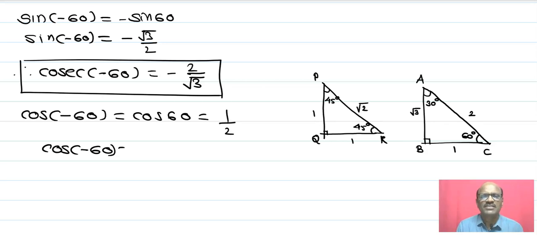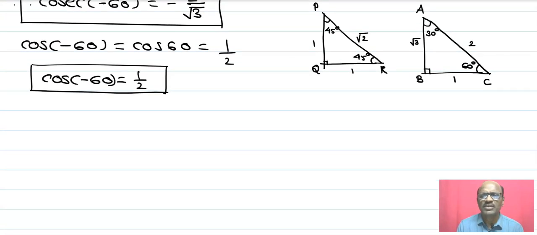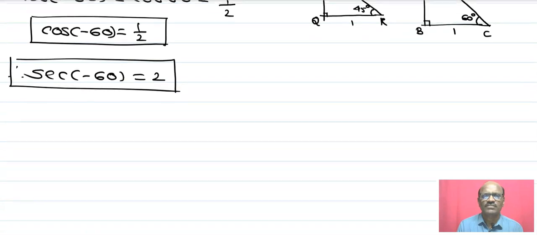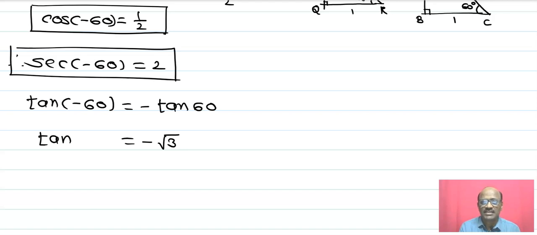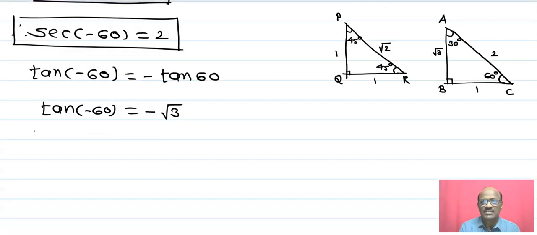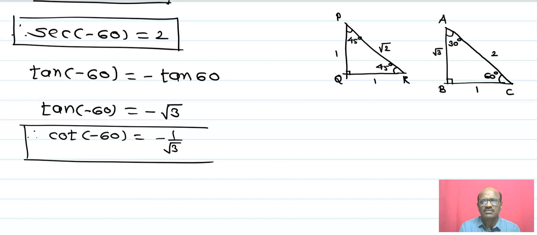That is, the cos of minus 60 is equal to cos, it absorbs the negative sign. That is equal to cos 60, and cos 60 is 1 upon 2. In a similar manner, sec of minus 60 is the reciprocal of cos of minus 60. That is 2. Tan of minus 60 is equal to minus tan of 60. Again, tan of minus theta reflects the negative sign, and tan 60 is root 3. And cot of minus 60 is minus 1 upon root 3.